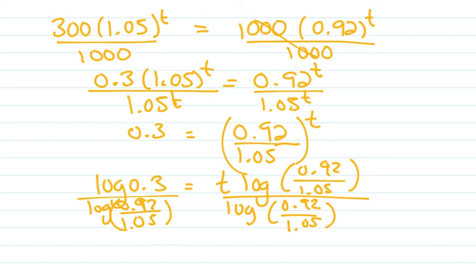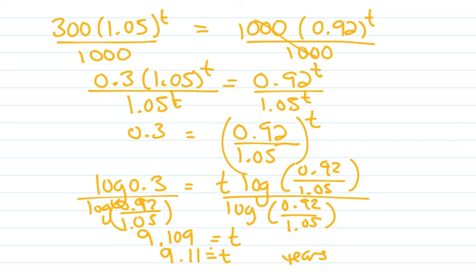If I put that into my calculator, I'll find out that t equals 9.109, or that could be rounded to 9.11. And that's time in years. So that's the point of intersection, or that's the x-coordinate of the point of intersection.